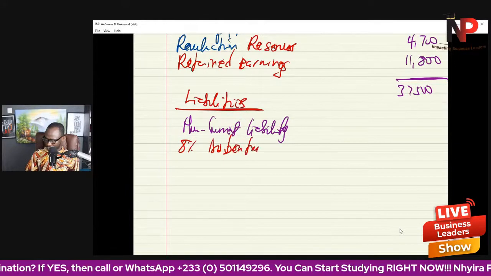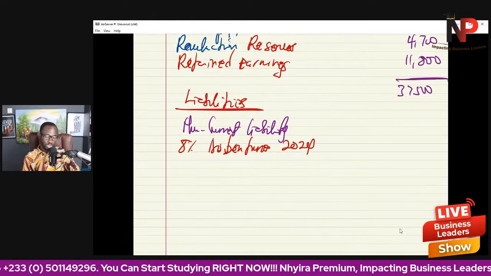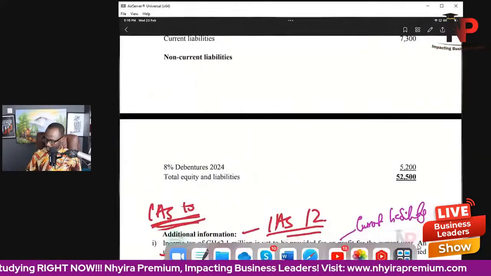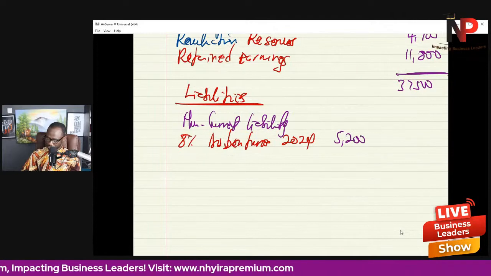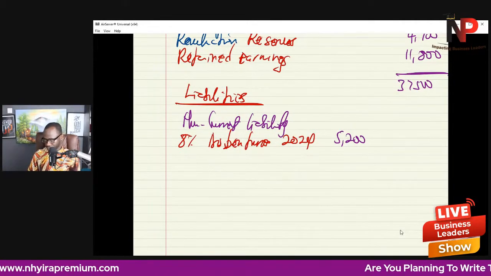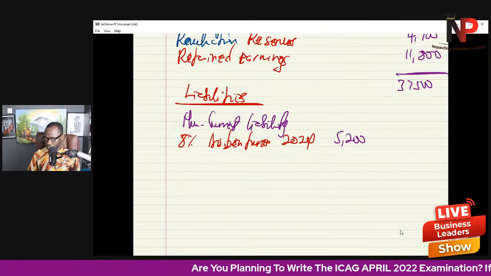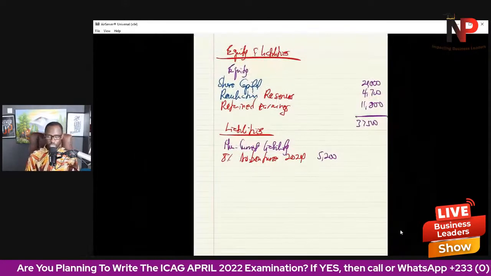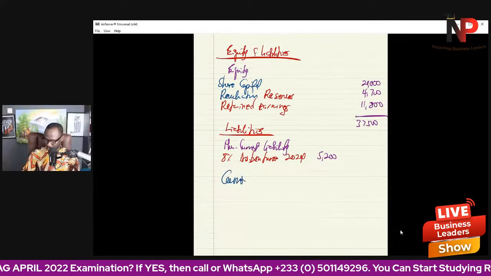Now, 2024 there means they will redeem it in 2024. And the nominal figure there is 5,200. So if you look at 0.08 by 5,200, that gives you the amount there. So we bring in current liabilities.